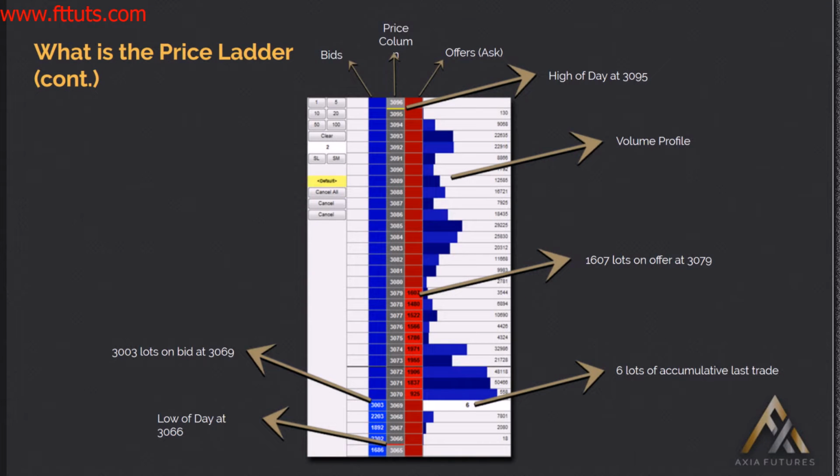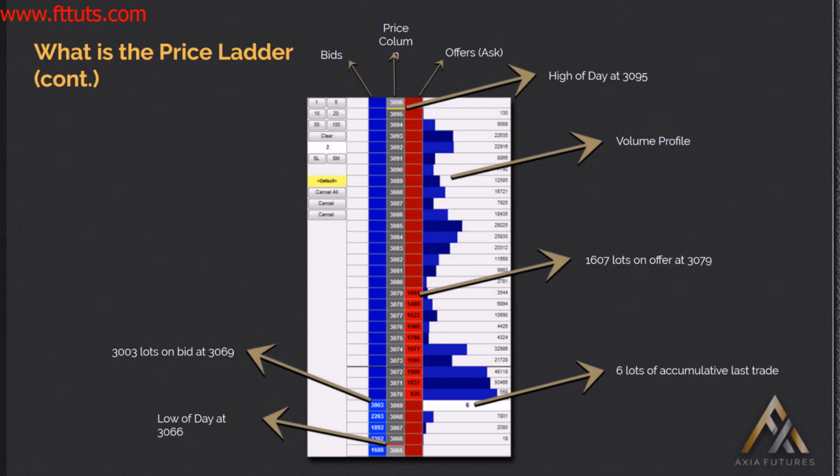So now we're ready to go looking at the specific components that make up a price ladder. Please ensure that you do have your price ladder up, because as I go through each of these elements, you're able to look at it on your live ladder in real time on your TT ladder environment. So firstly, let's have a look at where the bids are.